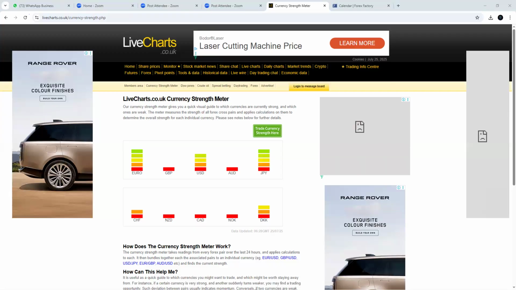Sorry, it's lagging a little bit. Euro GBP. You see, euro is also bullish.